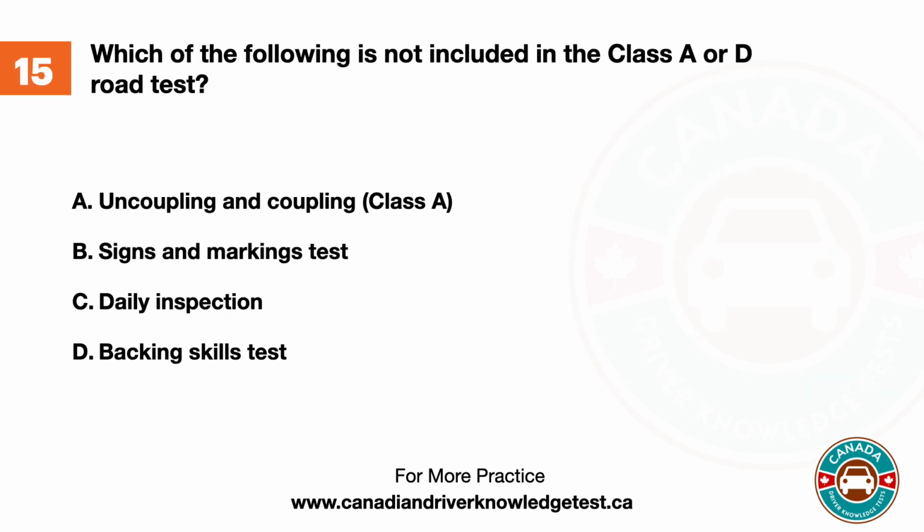Question 15. Which of the following is not included in the Class A or D road test? A. Uncoupling and coupling, Class A. B. Signs and markings test. C. Daily inspection. D. Backing skills test. The answer is B. Signs and markings.